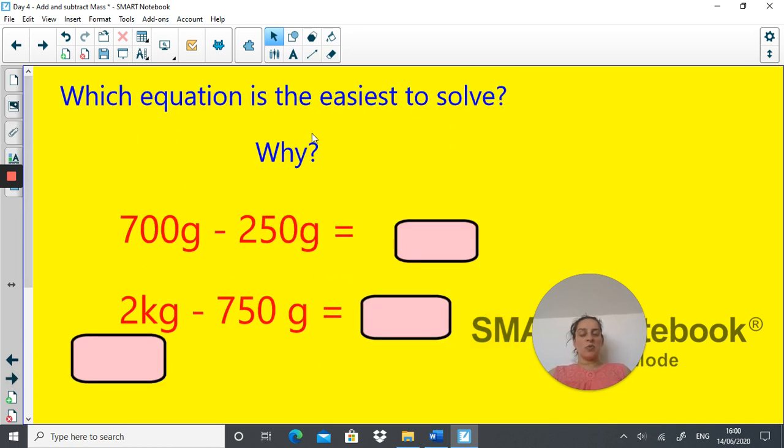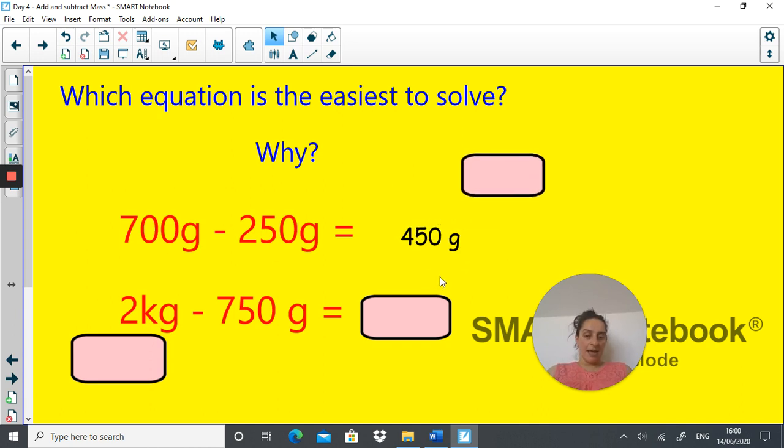So which equation out of here is the easiest to solve and why? Is this an easier equation to solve, or is this the easier equation to solve? I think most of you will say that this is the easier equation to solve because they're using the same unit of measurement. 700 grams take away 250 grams. Yeah, that's easy. It's 450 grams, okay?